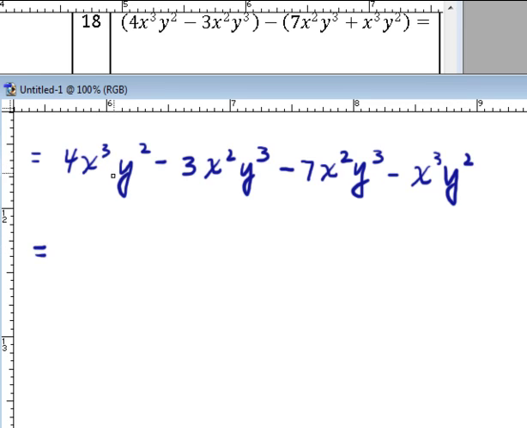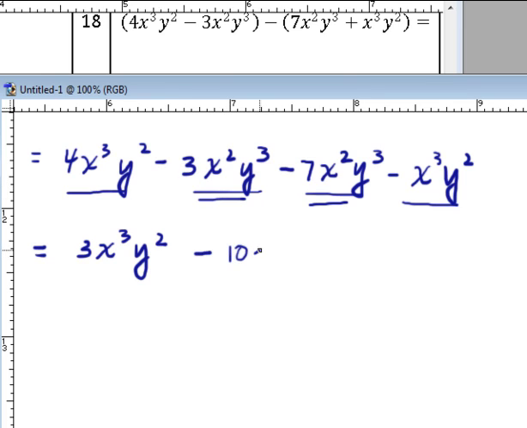And now we're going to combine like terms. So here we have x cubed y squared, and here's another x cubed y squared. So subtract 4 minus 1, so we have 3x cubed y squared. And then we have x squared y cubed here, and another x squared y cubed, so that's minus 3 and minus 7. That's minus 10 x squared y cubed.